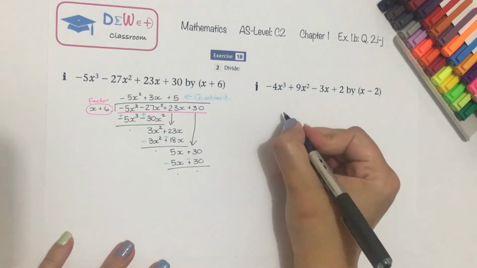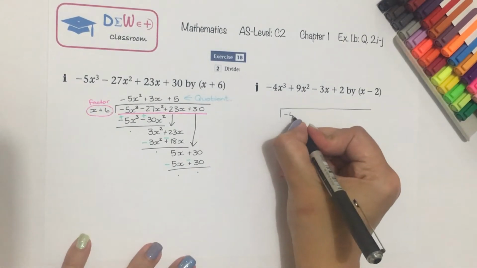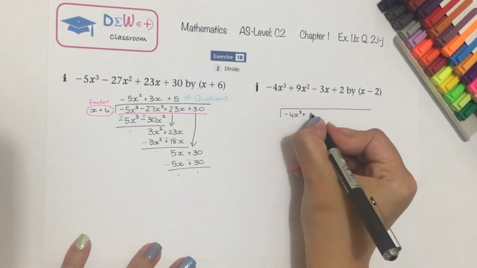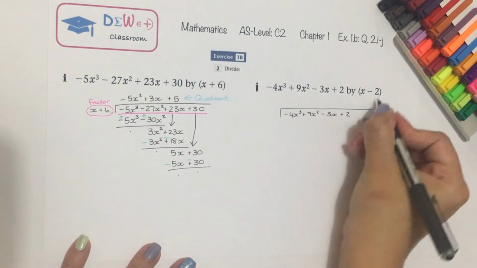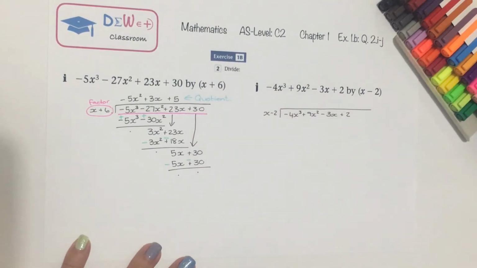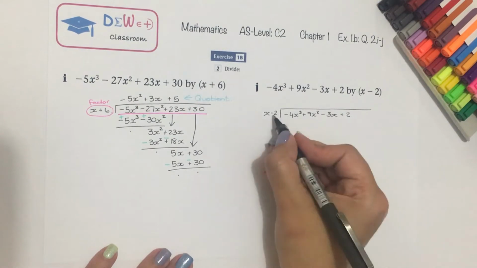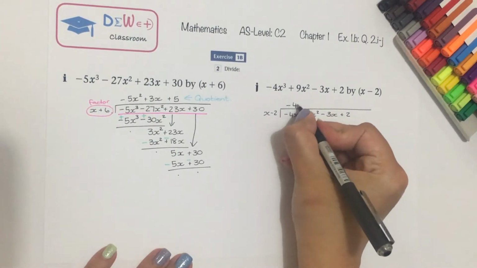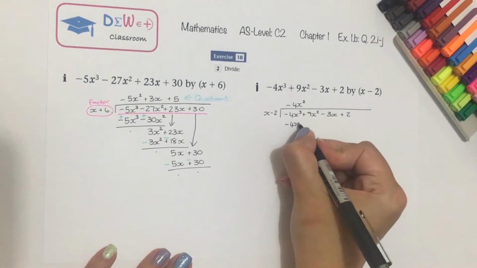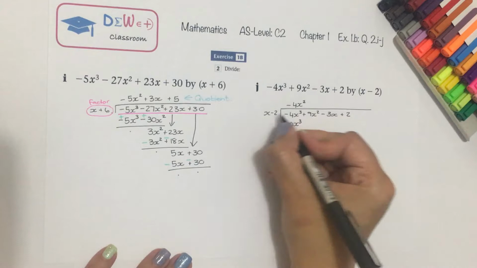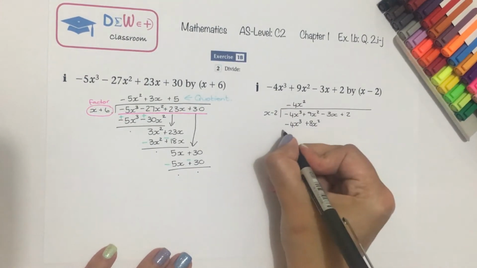Okay, for number j, we rewrite it in the long division form, so it's going to be minus 4x cubed plus 9x squared minus 3x plus 2 divided by x minus 2. We're going to start with the first one. Minus 4x cubed divided by x is minus 4x squared. Minus 4x squared times x is minus 4x cubed. Minus 4x squared times minus 2 is plus 8x squared.